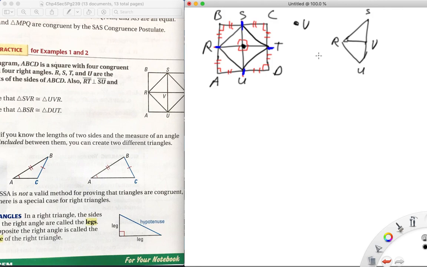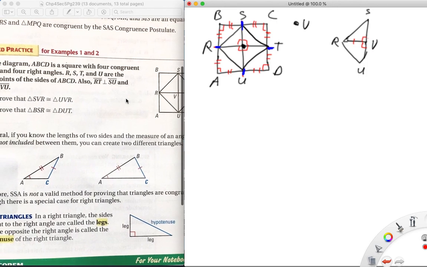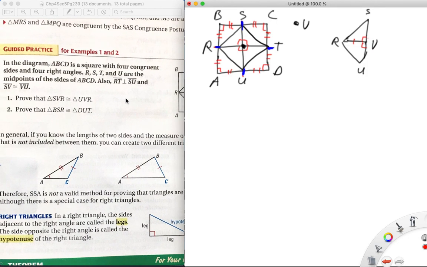So things that I already know. I know that these guys are perpendicular, because it's a perpendicular intersection. They share this side here, so I know that this guy is congruent to itself. I'm also told that SV is congruent to UV, so I know that this guy is congruent to that guy. So I have enough information to say that these two triangles are congruent through side angle side. So I'm not going to write all of that stuff down for the givens because that's a whole bunch of stuff.